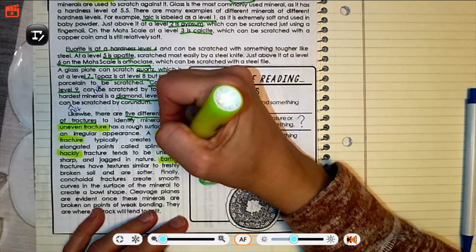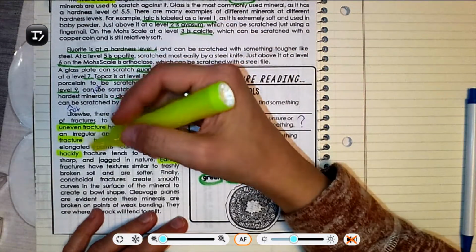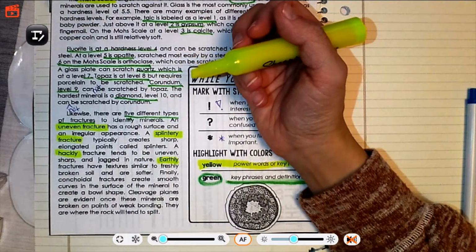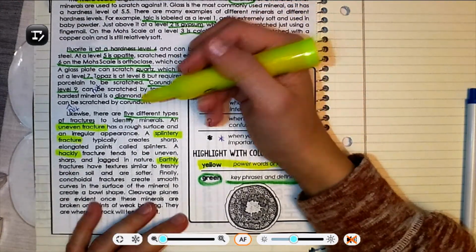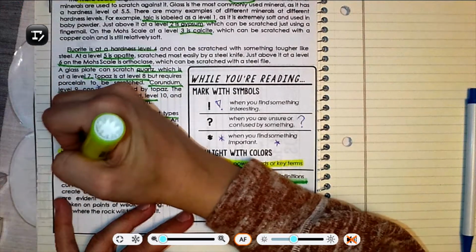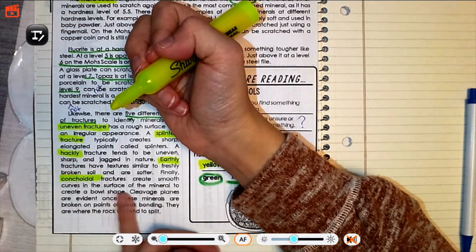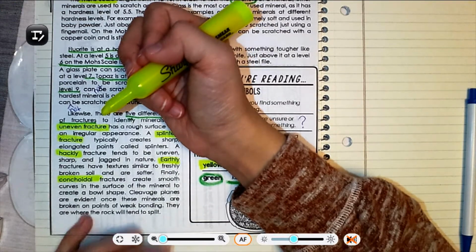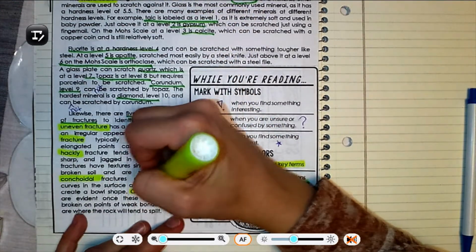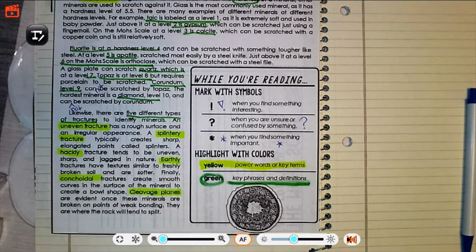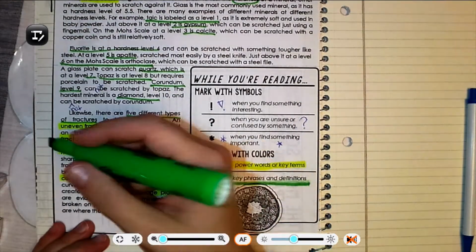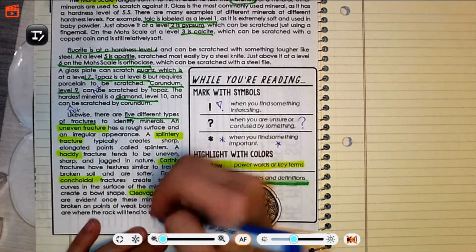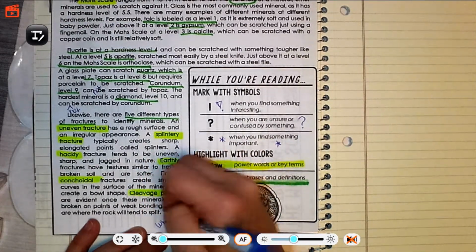Earthy, we could say, are textures similar to freshly broken soil. So we didn't include that one because I don't like that one. And last, there's conchoidal fractures that create smooth curves in the surface of the mineral to create a bowl, like they're softer and they're rounded. So cleavage planes are evident once these minerals are broken on the weak points of bonding. So this is like when it breaks on planes, when it breaks flat.